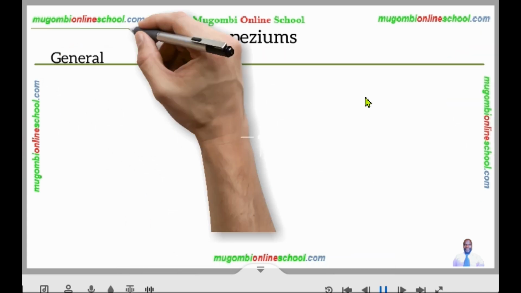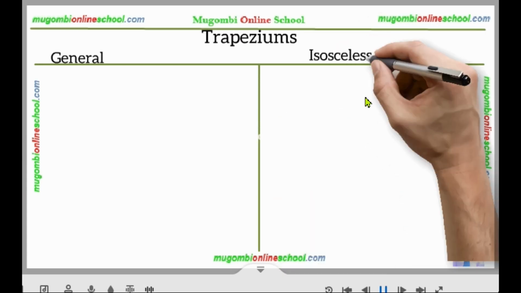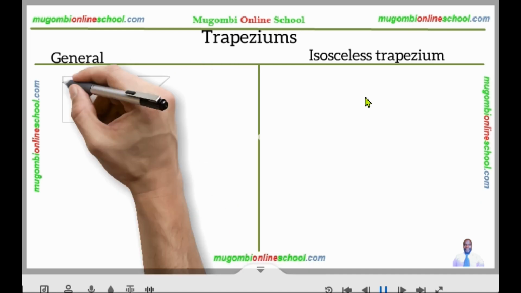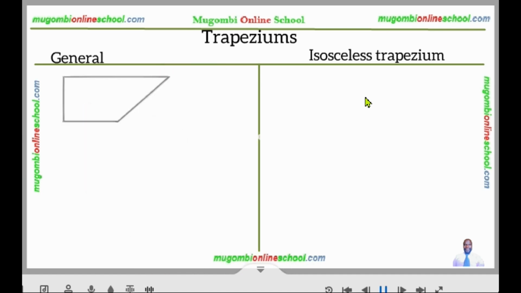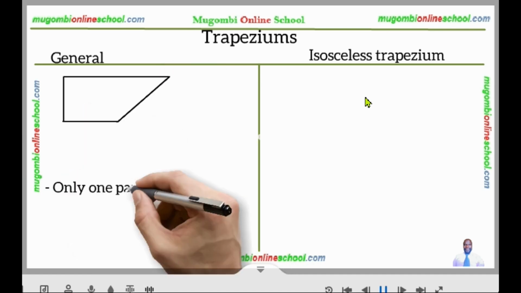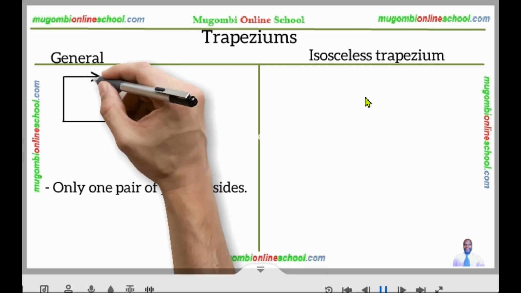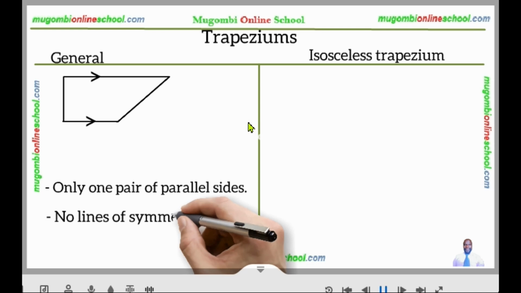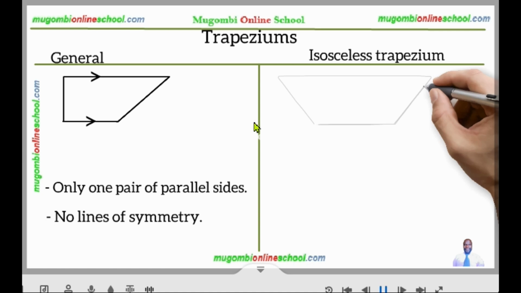All right. Let me explain the properties of a trapezium, the general trapezium, as well as an isosceles trapezium. I'm going to start by explaining the properties of a general trapezium. Right, a general trapezium looks generally like this, and the important thing is that a trapezium has got only one pair of parallel sides. In this case, this side is parallel to this one, and we indicate by these arrows to show that they are parallel. Then a general trapezium has got no lines of symmetry, right?